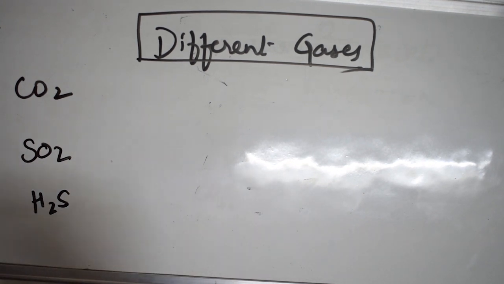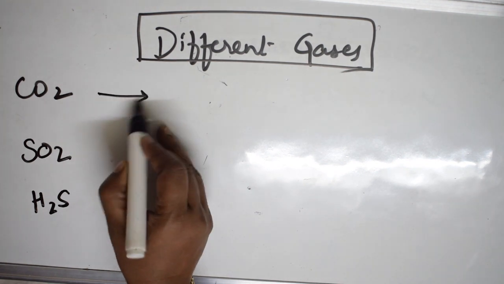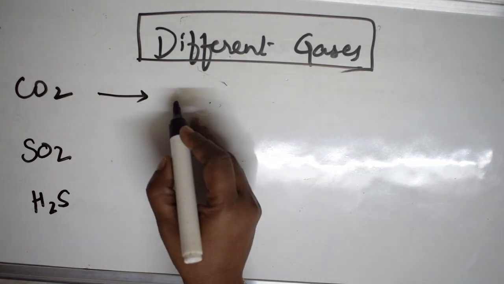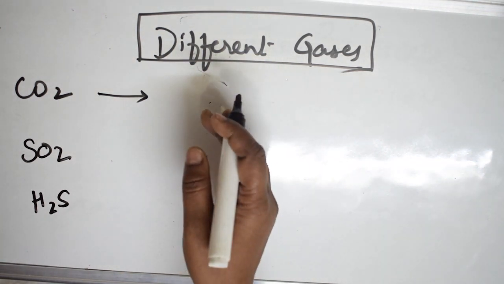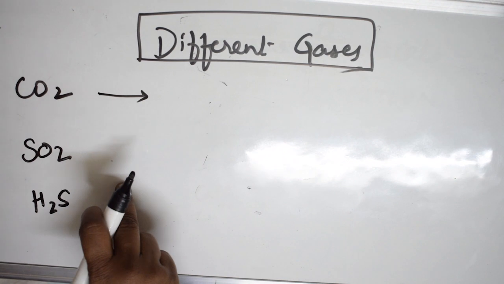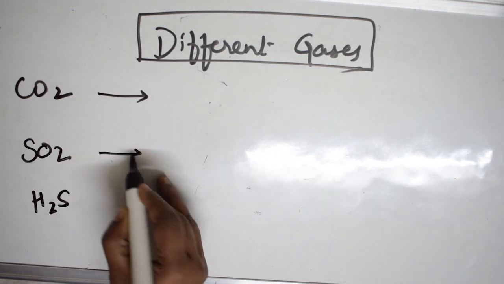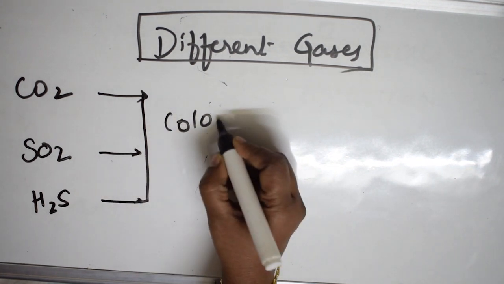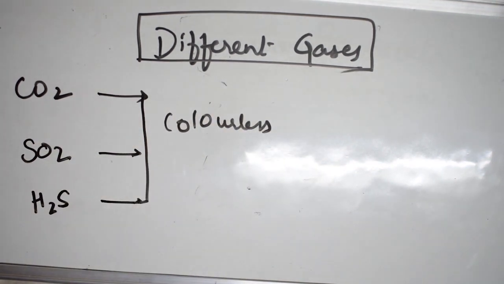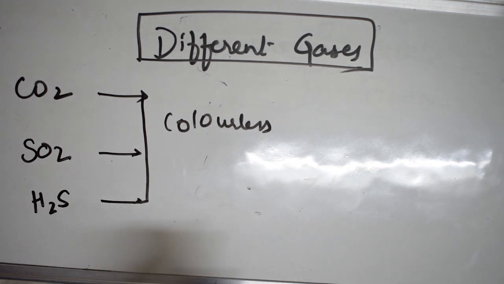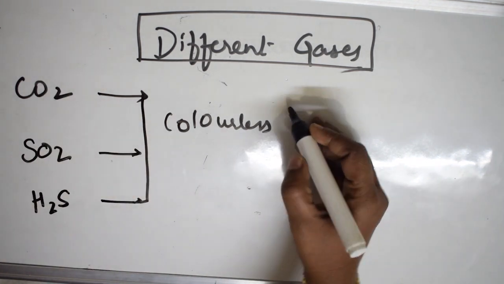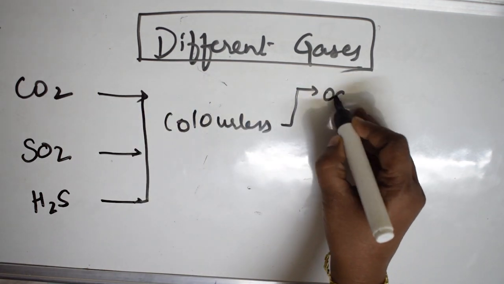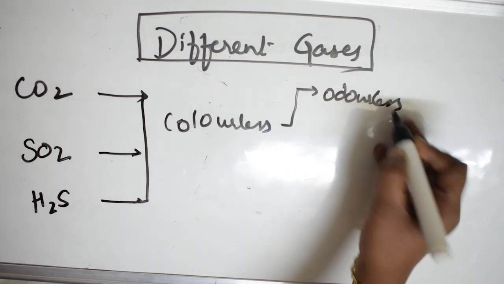How is it tested? First initial thing, when carbon dioxide gas is released, when you're testing carbonate ion, how is it observed? What is the indication? Remember, carbon dioxide and sulfur dioxide and H2S, all three are colorless gases. Now how can I differentiate between these? For carbon dioxide, it is an odorless gas. There is no odor to the gas evolved.